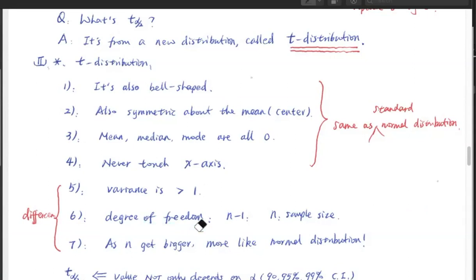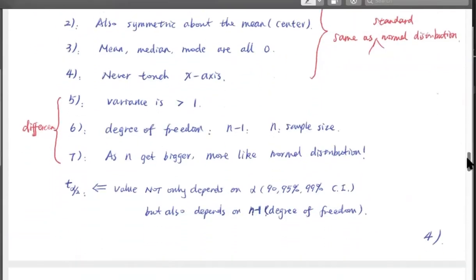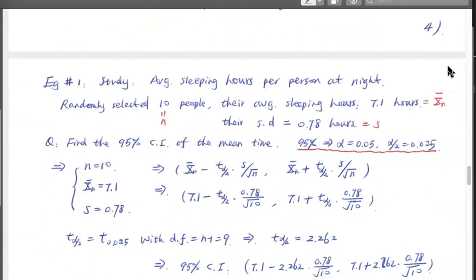Okay. Now, those are the 7 attributes we have started. And then the next question is, how do we find out the value T alpha divided by 2? So previously, we have Z alpha divided by 2, right? So now the next focus for us is, how do we find out this T alpha divided by 2? Let's see.